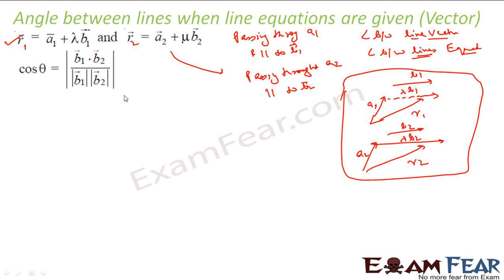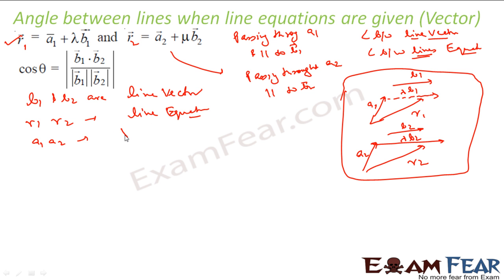So I have two lines r1 and r2, where r1 is equal to a1 plus lambda b1, where a1 is the point through which the line passes and b1 is the line vector. If you see here, my b1 and b2 are line vectors. Please note, r1 and r2 are line equations actually, any point on the line, and a1 and a2 are point vectors, because a1 and a2 denote points. b1 and b2 denote the direction to which the lines r1 and r2 are parallel.